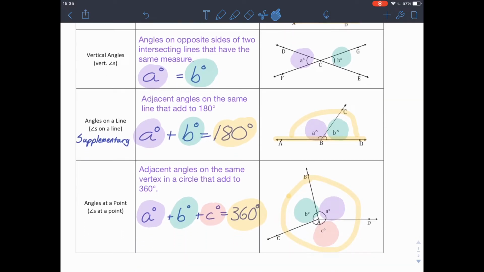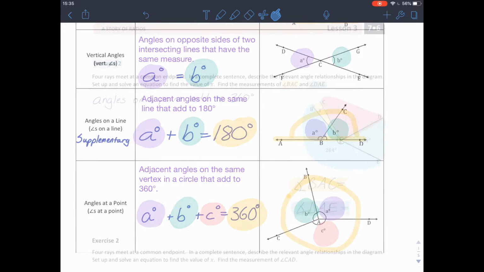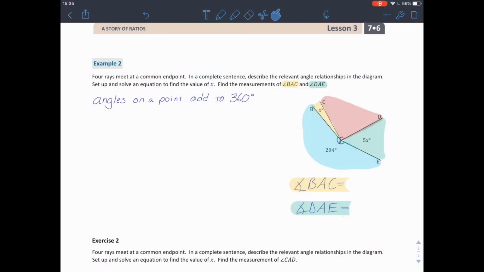Then we have angles on a point, which add up to 360 degrees. And that only works if we have all of the angles around that point that we either have a variable or a number for to put into our equation. If any are missing, we can't use them. So our goal today is just to use that information about our angles to write equations and then use our steps to solve those equations algebraically.